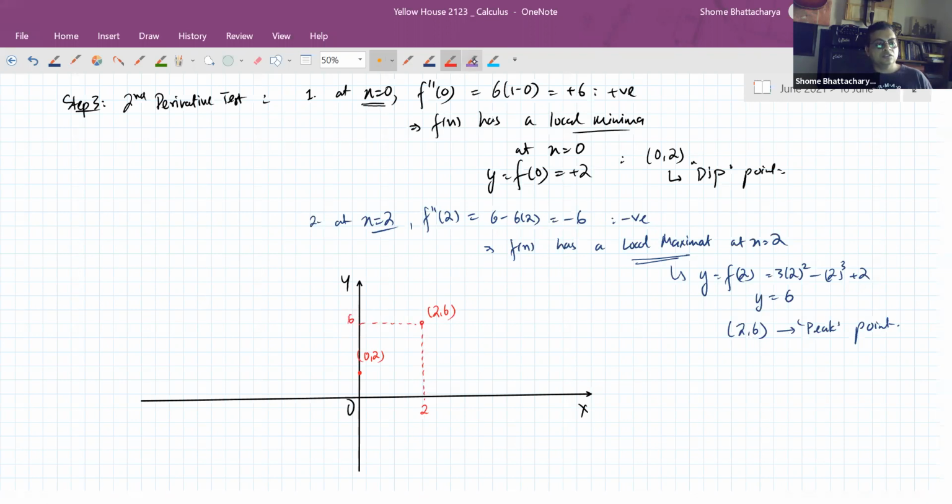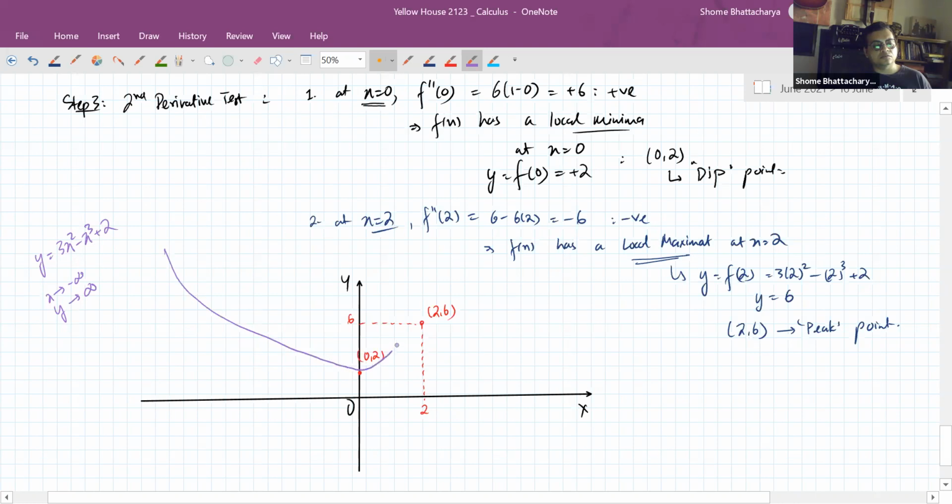Okay. Now we can also see that the function is 3x square minus x cube plus 2. So what happens is that for x tending to minus infinity, y tends to infinity because the minus x cube term dominates. So the function will be like this. And similarly, for x tending to infinity, the value of y will tend to minus infinity because again the minus x cube term dominates.